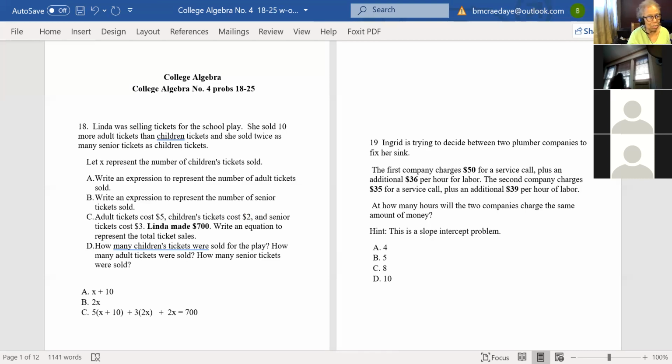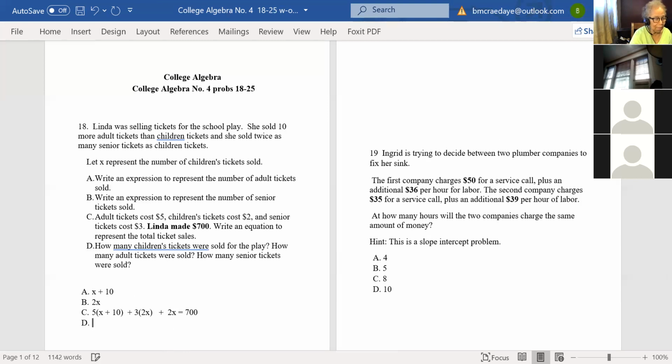The total tickets sold, each one multiplied by the cost of a ticket, will give you the $700. $5, that's adults, times the number of adult tickets, plus $3, that's the seniors, times the number of senior tickets, plus $2 for the children, times their number of tickets, X. You follow? Okay, now we're going to D. How would we solve C for X? What would we do first? Chastity, what would we do first?